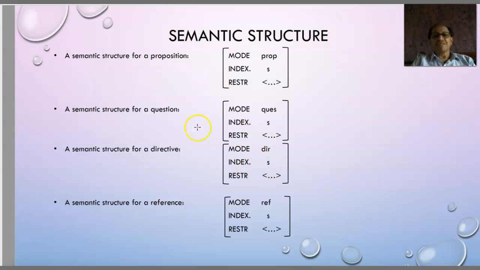Reference is different from these three in that index is a situation where there is one individual which the reference refers to. Right? But however, all the four have conditions to be satisfied which are given in the restriction.